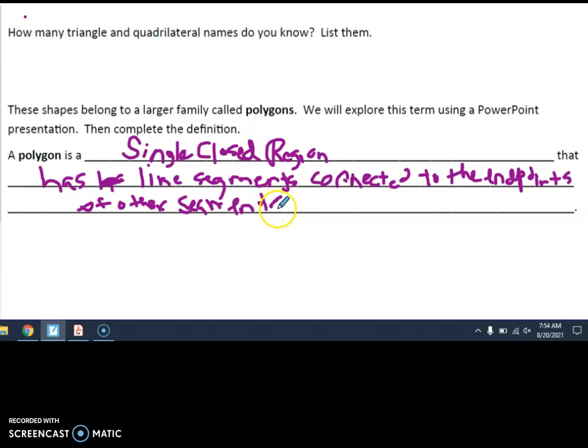We call them sides. So basically, each segment is connecting to 2 different sides. The endpoint of one segment is connecting to an endpoint of another segment, and the second endpoint of the original segment is connecting to the endpoint of a third segment. So those segments are connecting endpoint to endpoint, and those segments are what we call sides of the polygon.